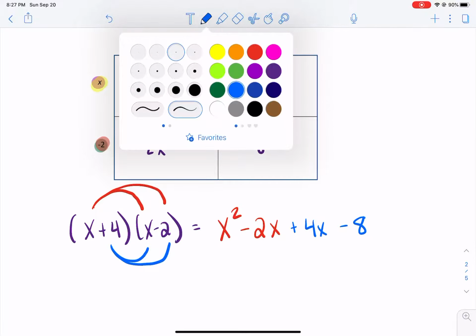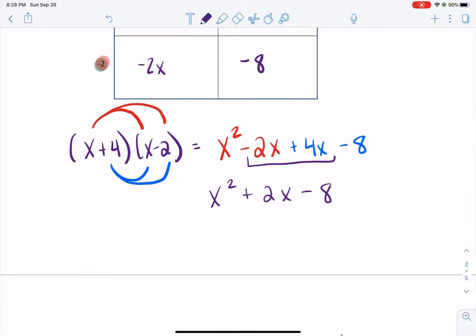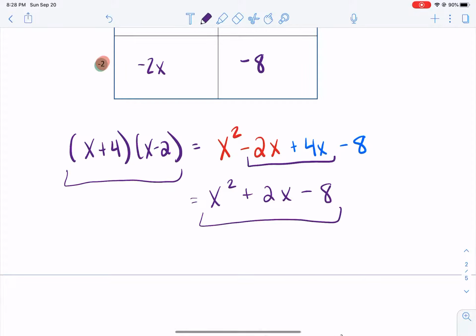Well, let's combine some like terms. So we've got our x's. So I'm left with x squared, and negative 2x plus 4x would be 2x, and then minus 8. So something to notice now that we've solved this is that right here, the x plus 4 times x minus 2 right here is an equivalent expression to our answer, okay? They are equivalent expressions.